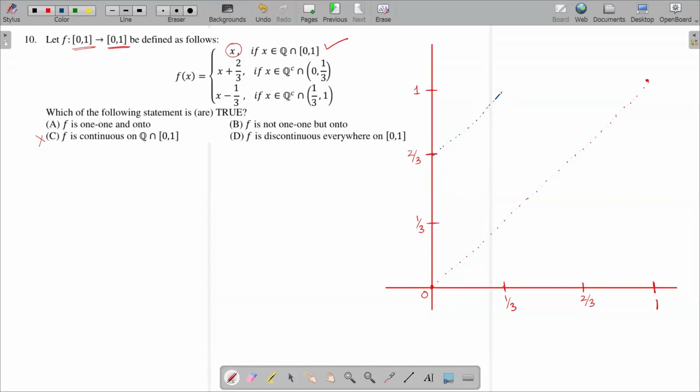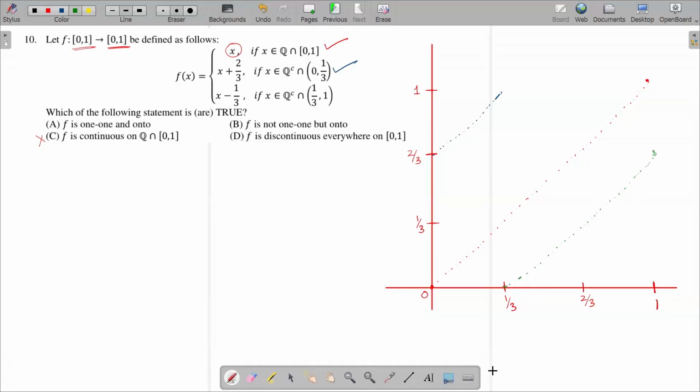So that is this part. And then what about this? From 1 by 3 to 1, it is x minus 1 by 3. So at 1 by 3 it is 0. Of course, it is not part of the graph. And at 1, it is 1 minus 1 by 3, that is 2 by 3. This height. So these 2 points are not part of the graph, but images of irrationals will fall on this line.